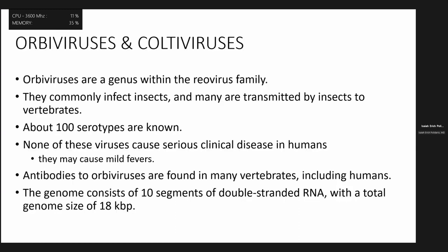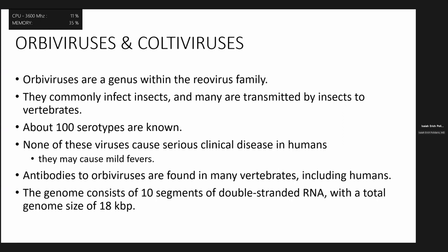Orbiviruses and Coltiviruses are genera within the reovirus family, and they commonly infect insects, and many are transmitted by insects to vertebrates. There are about 100 serotypes that are known, and none of these viruses cause serious clinical disease in humans, but they may cause mild fevers.